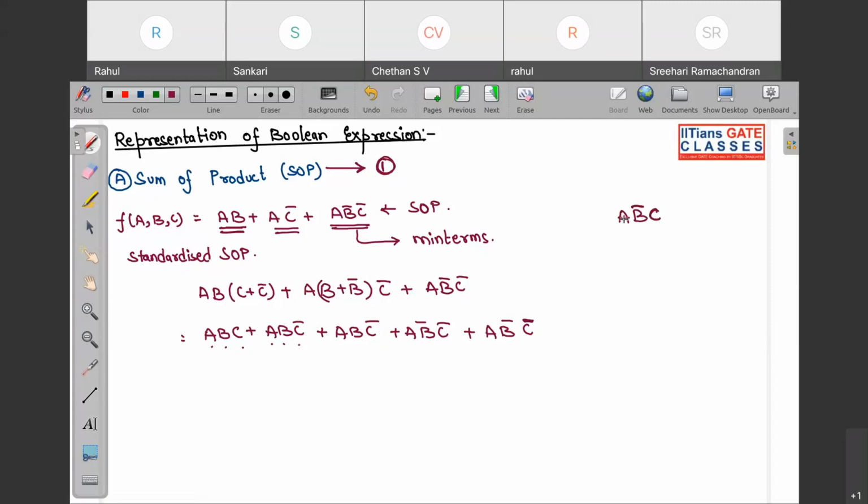So here, A, B, C are all Boolean variables. Now for what combination of A, B, C will this be 1? You will say, sir, for A equal to 1, B equal to 0 and C equal to 1, this expression will be 1. Now, if I ask you the same question with a difference, for what combinations of A, B, C will this expression be 0? What will you say?